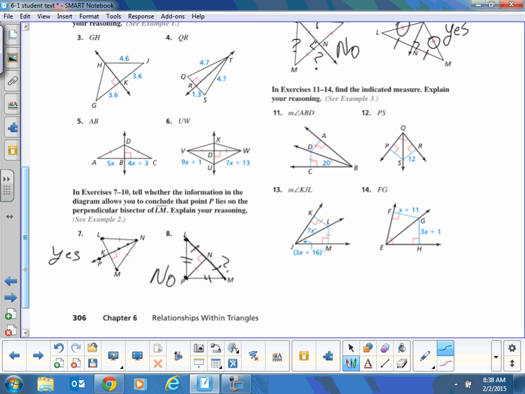Find the indicated measure. Explain your reasoning. Is this an angle bisector, DB? How do we know that? Because the lengths between them are the same. They're both 90 degrees. That's right. These lengths right here are the same, and they're hitting at a 90-degree angle. So ABD must be 20. That's right.